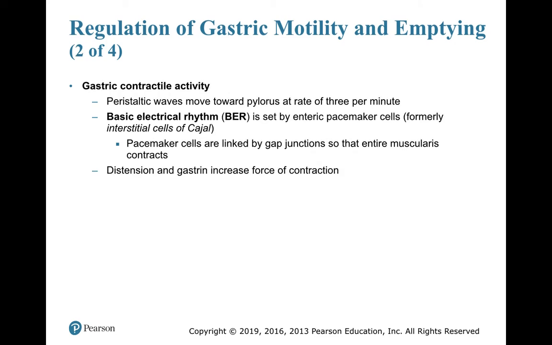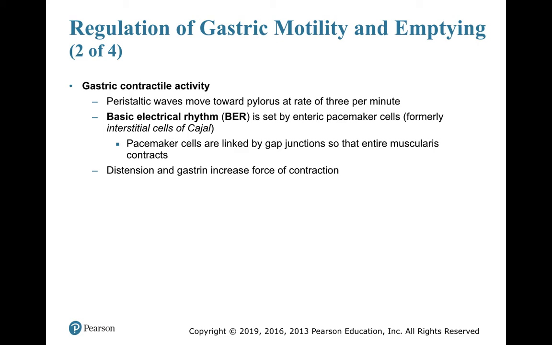Gastric contractile activity: peristaltic waves move towards the pylorus. They move that way about 3 per minute. There is a basic electrical rhythm, a BER, which is set by enteric pacemaker cells. Those used to be called the interstitial cells of Cajal, after another famous anatomist, but enteric pacemaker cells is really a more descriptive functional name. Those pacemaker cells are linked by gap junctions so that as they spontaneously depolarize, the cells they are connected to depolarize, and the entire muscularis contracts.